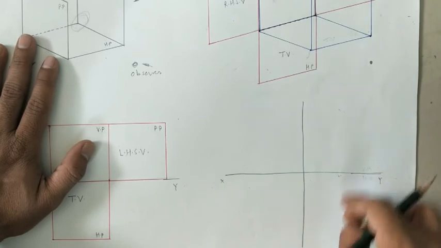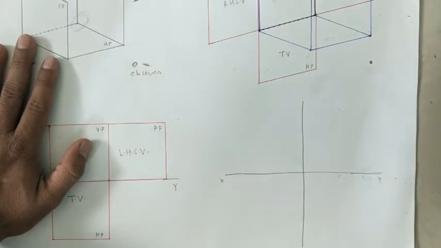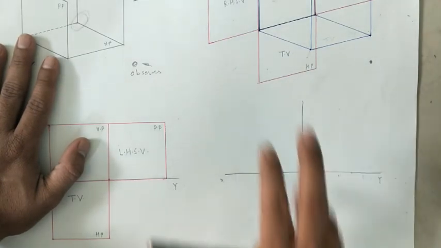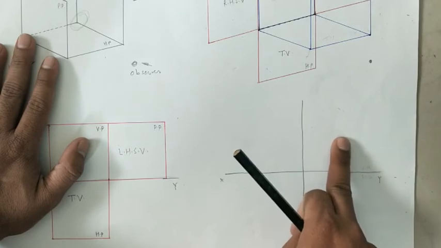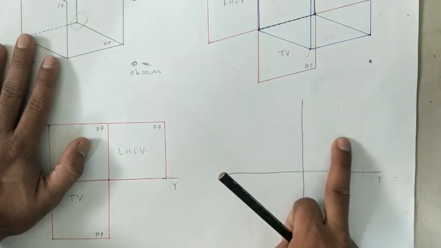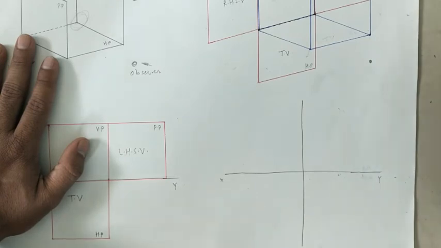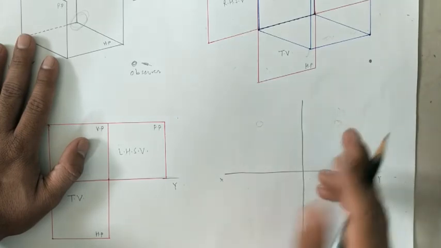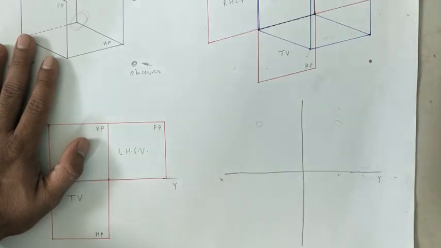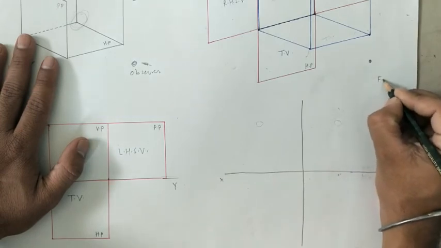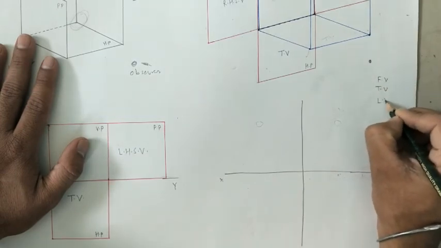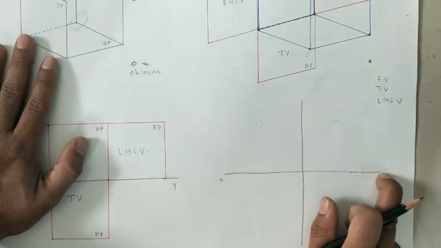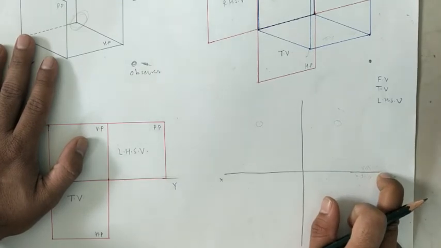Out of these 4 quadrants, where are you going to draw the front view? Obviously the front view is going to lie above the XY line. So it may be here or it may be here, right? And top view will lie below the front view. So what is the perfect position for the front view? If it is asked in a problem to draw front view, top view and the left hand side view, you will do this first. You will draw one vertical line, you will draw one horizontal line, and then you will fix the position for these three views.